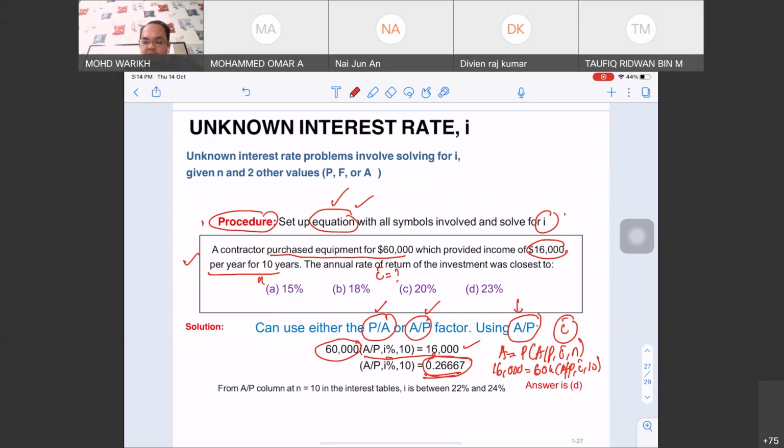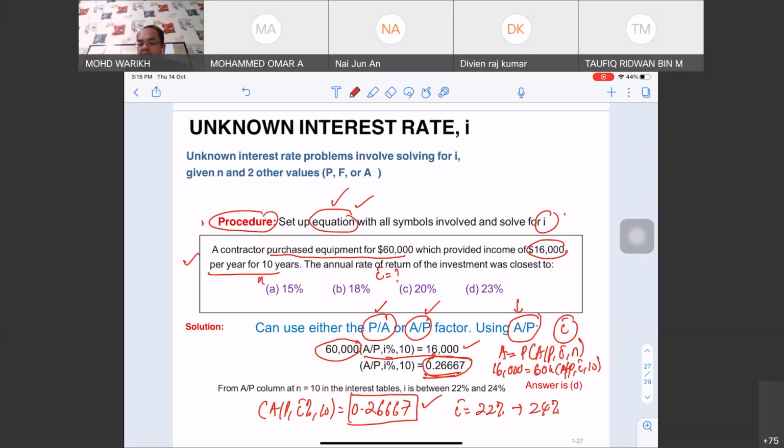That means that we don't know the I. A over P, n is 10, the result is 0.06667. That means that you have to refer to the table. Please find the nearest number to this number in each page. Start from 1% until what percent. And then after checking, I is between 22% to 24%.